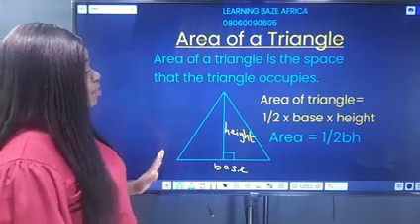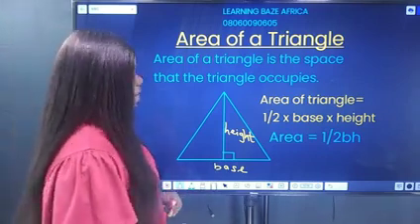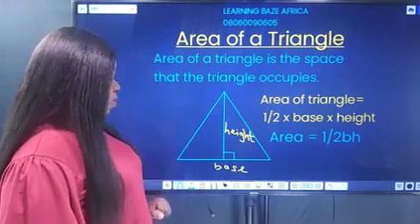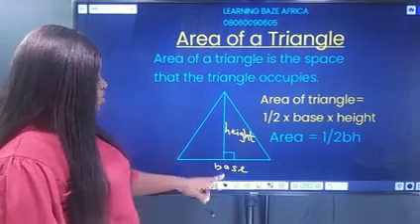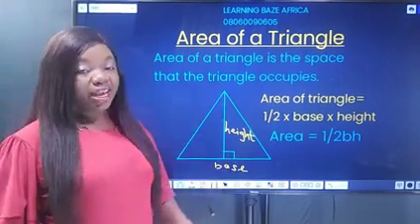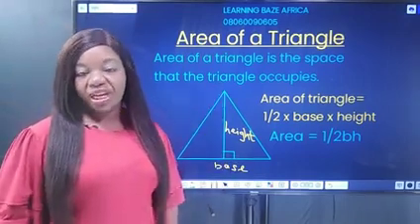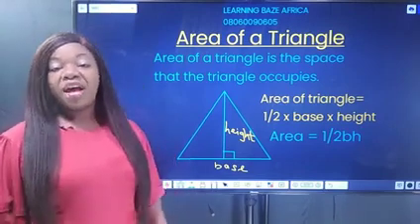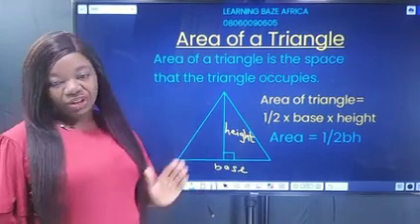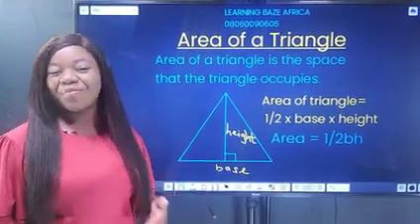Now we have a triangle here, so let's talk about the area. It is the space that the triangle occupies, and you need to take note of the base of the triangle and the height of the triangle. To find the area of many shapes, we look at the base and the height of the shape, depending on the kind of shape it is.